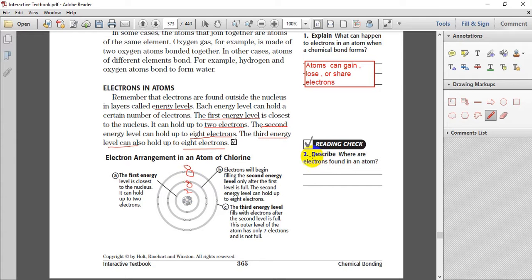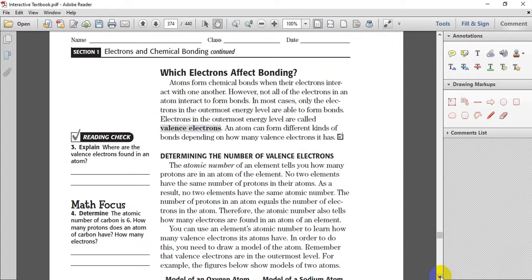So in this question, describe where electrons are found in an atom. Yes, they are found where? In energy levels. Okay, and now we will go to the next page, page 166.